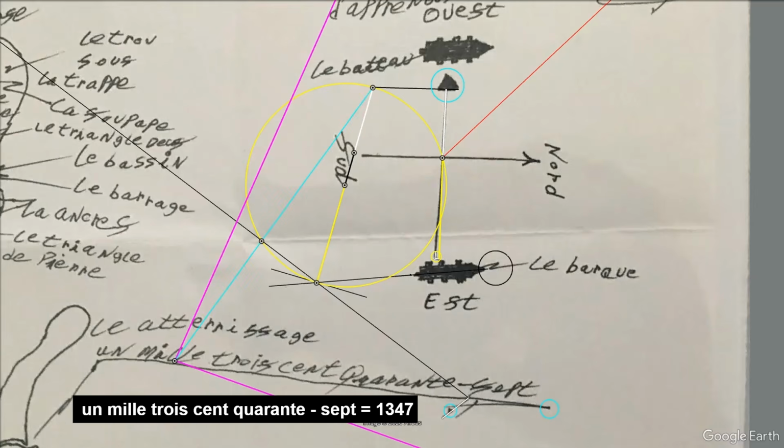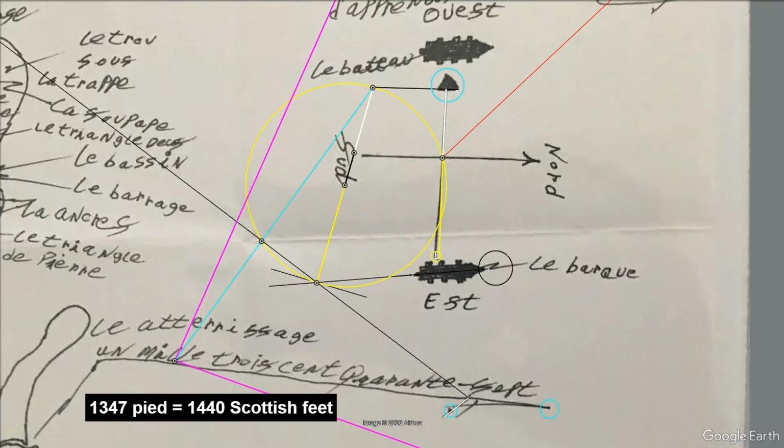1440 Scottish feet. Now that's a different video, but when we take that line down to the landing point from the 432 extension, this is the value that we can take now and calculate the distances in the segment. The three segments are 288, 432, and 144.